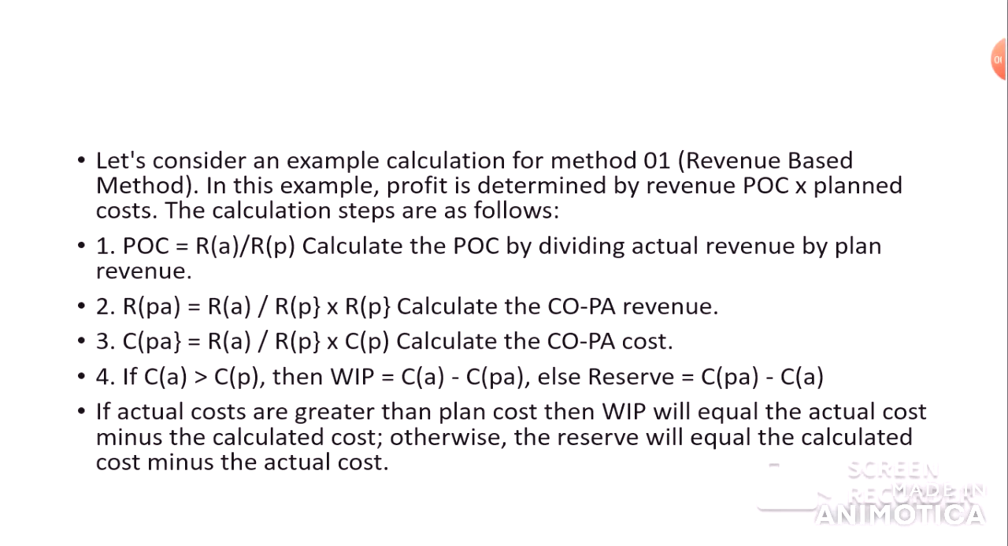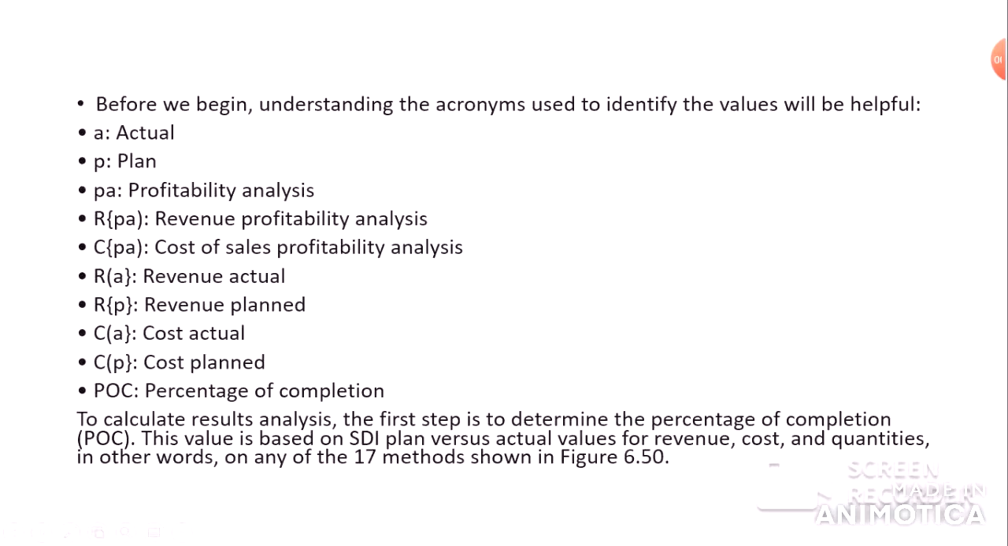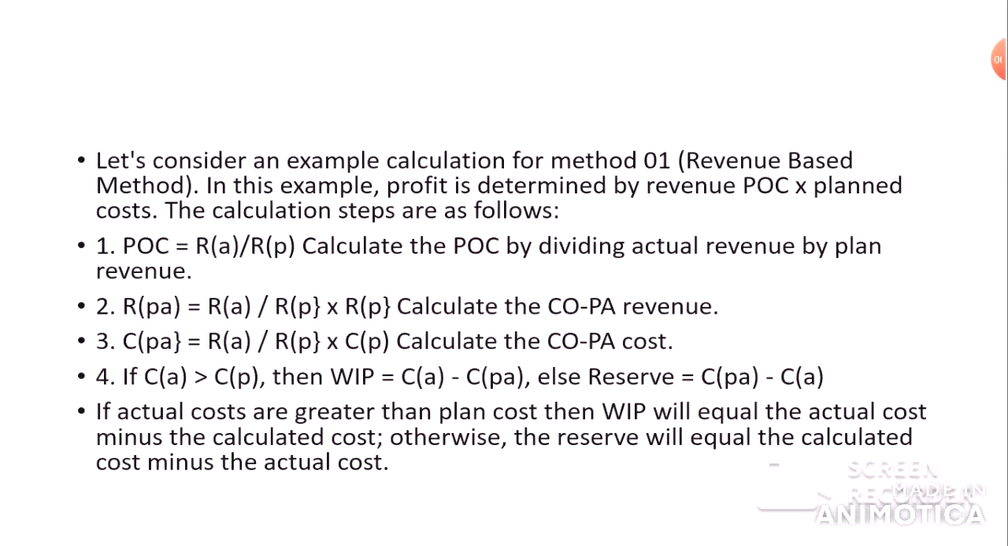So CPA is cost of sales profitability analysis. So for this, revenue actual divided by revenue plan multiplied with cost planned. Calculate the COPA cost. If CA is greater than CP, then work in process equals CA minus CPA, else reserve equals CPA minus CA. If actual costs are greater than plan cost, then work in process will equal the actual cost minus the calculated cost. Otherwise, the reserve will equal the calculated cost minus the actual cost.